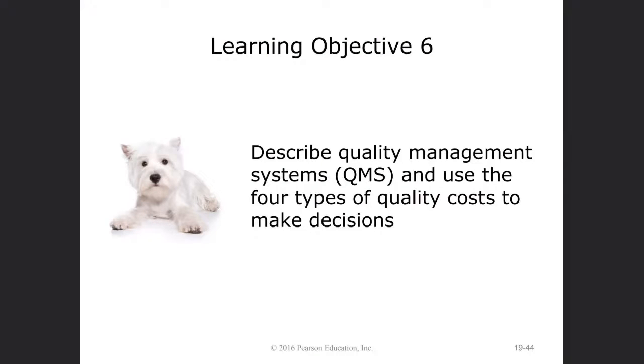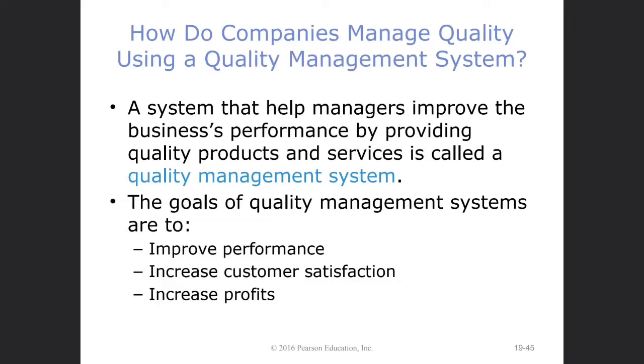Learning Objective 6, describe quality management systems, QMS, and use the 4 types of quality cost to make decisions. How do companies manage quality using a quality management system? A system that helps managers improve the business's performance by providing quality products and services is called a quality management system. The goals of quality management systems are to improve performance, increase customer satisfaction, and increase profits.